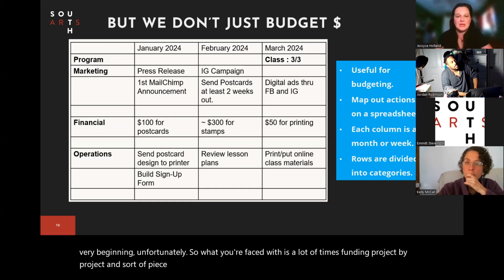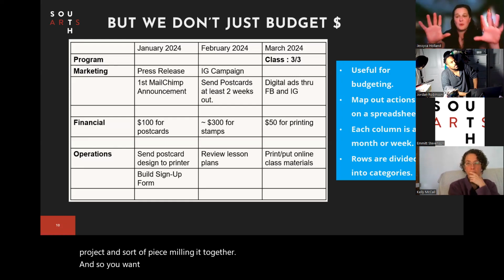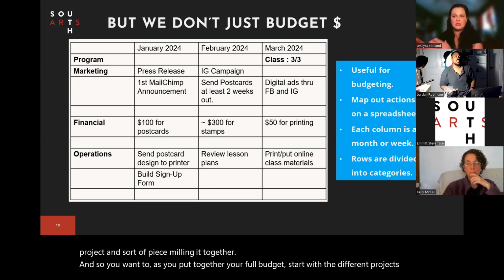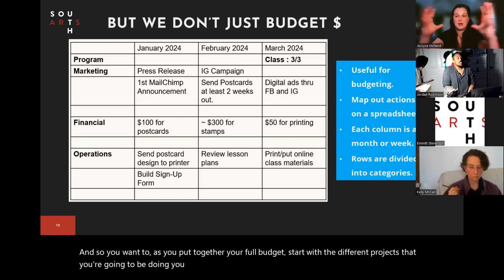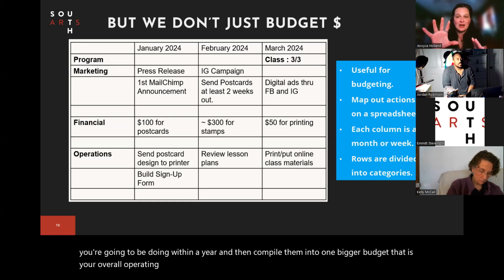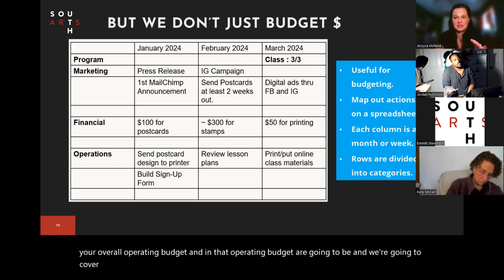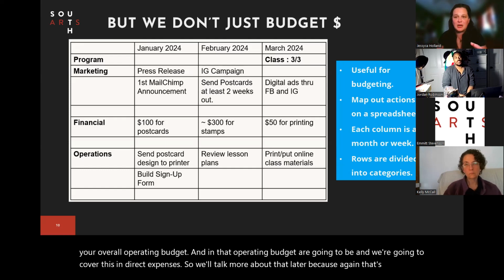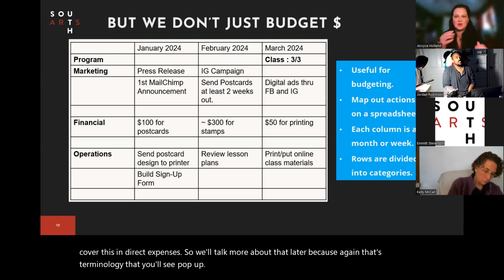And so as you put together your full budget, you want to start with the different projects that you're going to be doing within a year, and then compile them into one bigger budget that is your overall operating budget. And in that operating budget are going to be, and we're going to cover this, indirect expenses. So we'll talk more about that later, because that's terminology that you'll see pop up. Does that make sense? Did I answer your question?